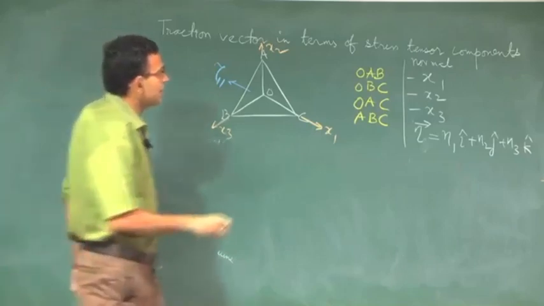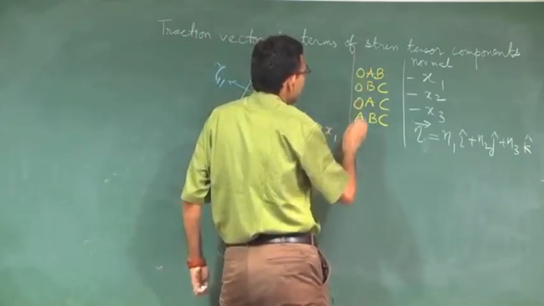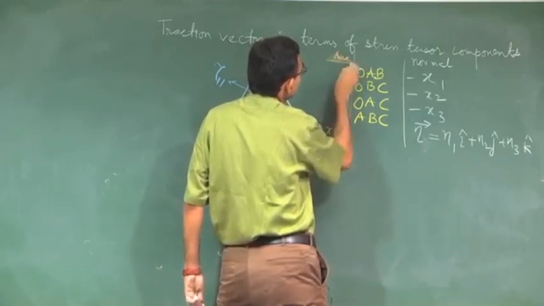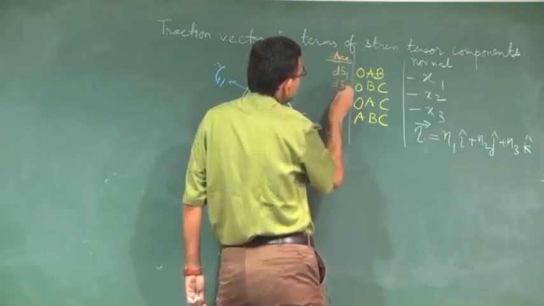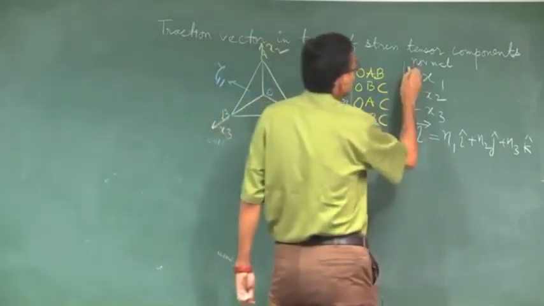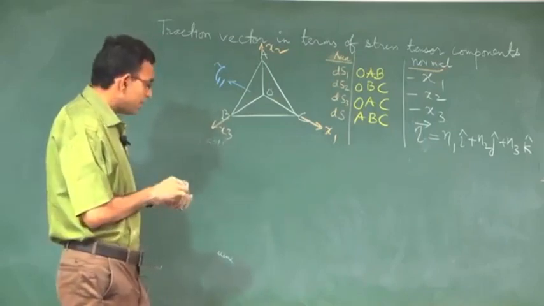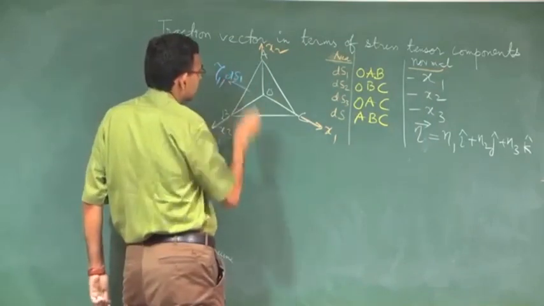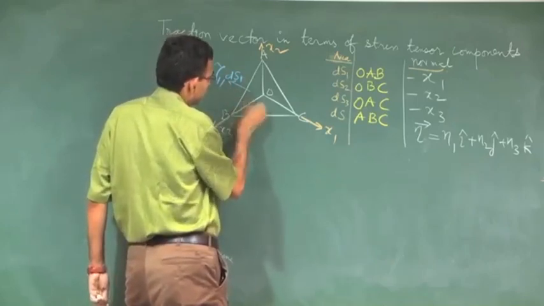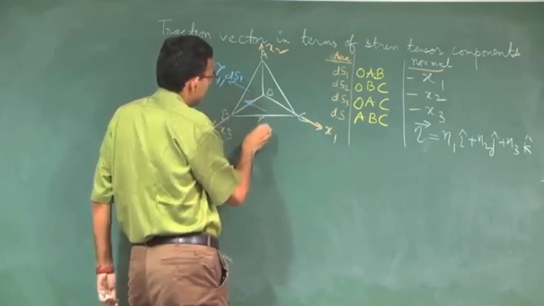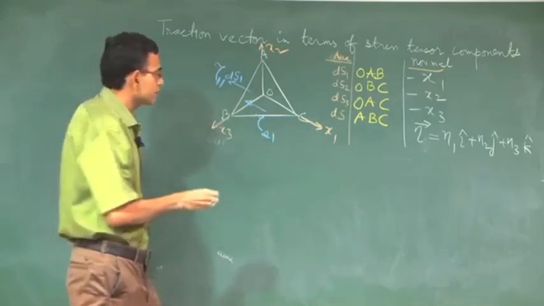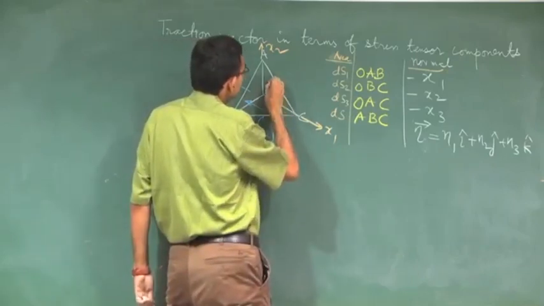This is multiplied by, let us make another column in this table which we call area. So this is ds1, ds2, ds3 and ds, area and normal. So minus tau 1 1 into ds1. Similarly, here tau, what is the direction of the normal here? 2. So tau 2 1 ds2.